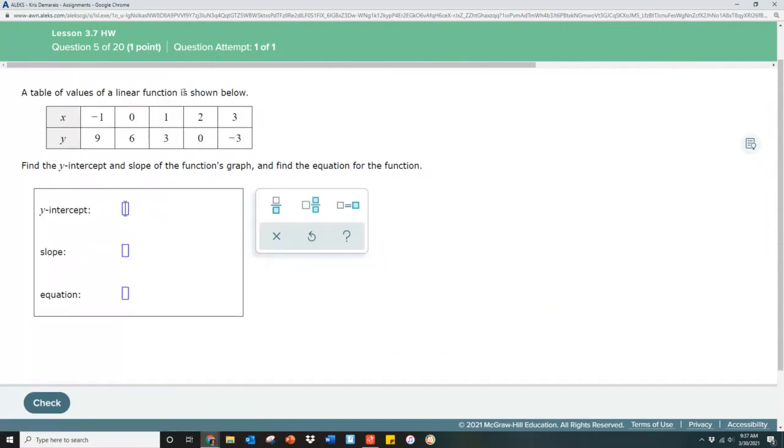Now, the table of values of a linear function is shown here. Find the y-intercept. The y-intercept is whenever x equals 0. So the y-intercept is 6.